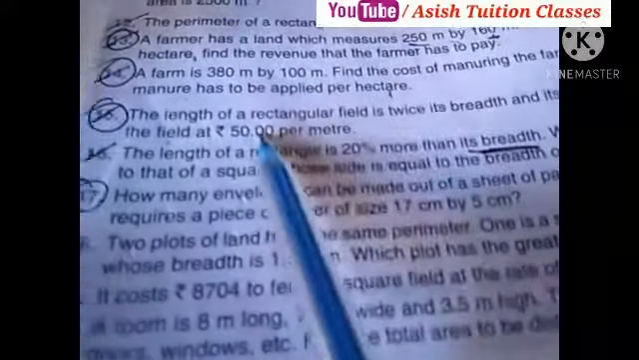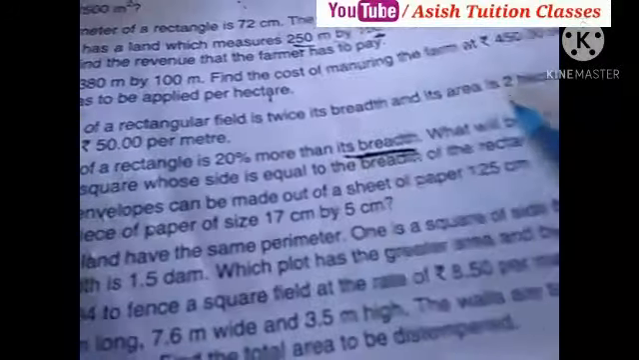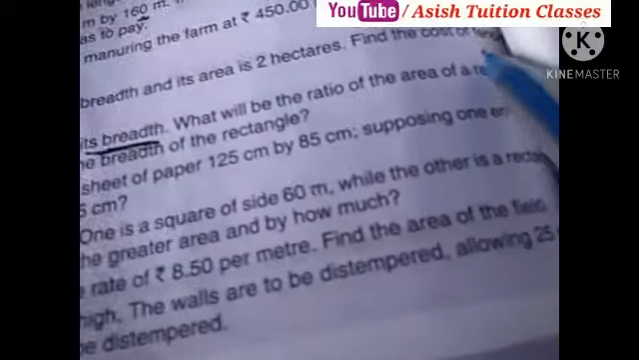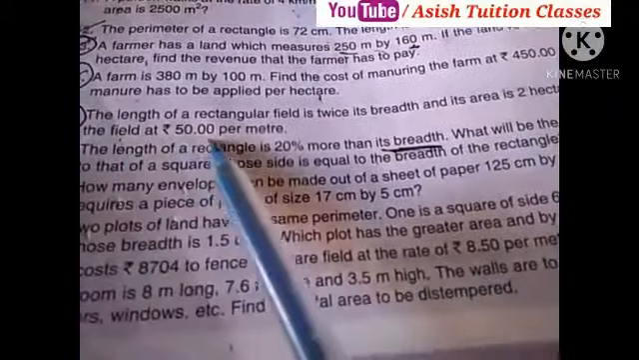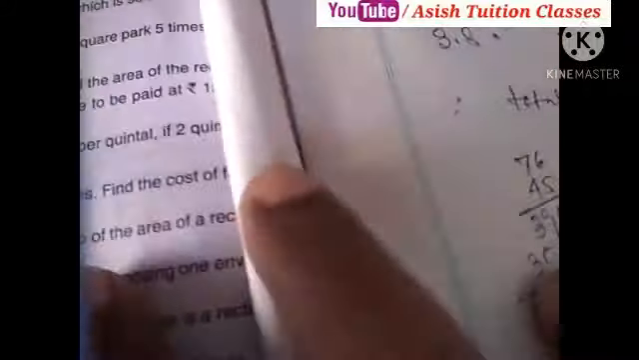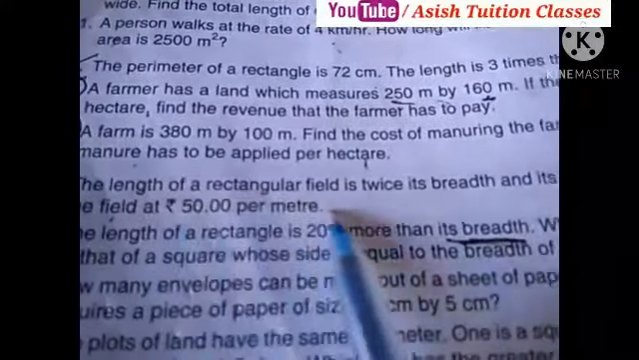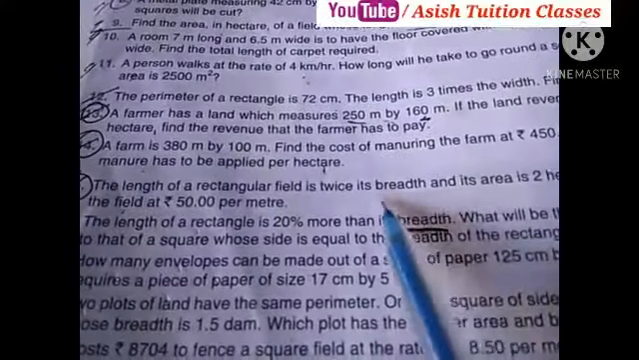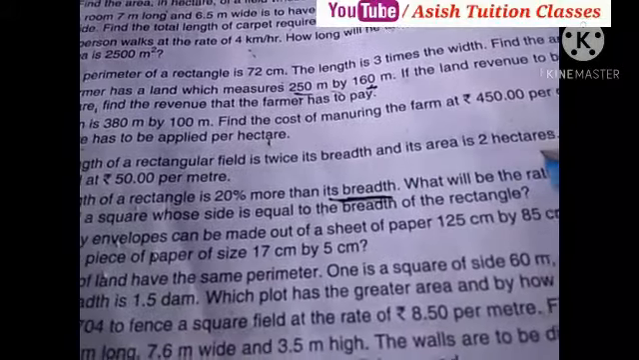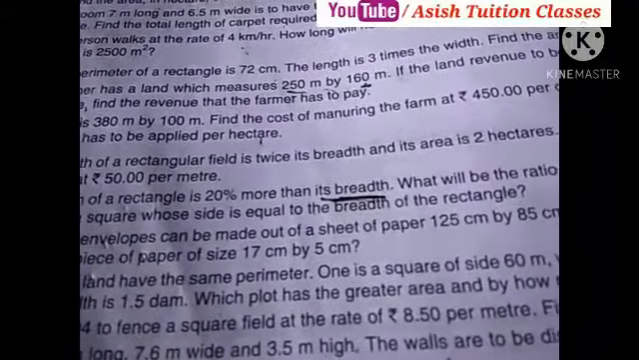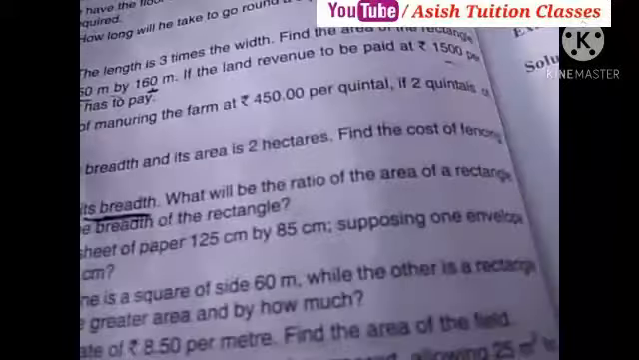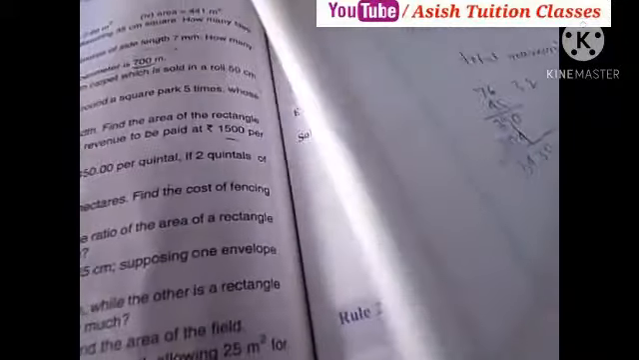Number 15. The length of a rectangular field is twice the breadth and its area is 2 hectares. Find the cost of fencing the field at 50 per meter. We have the length of the rectangular field is twice its breadth and the area is 2 hectare. Area is 2 hectare means 2 into 10,000. Let's see number 15.